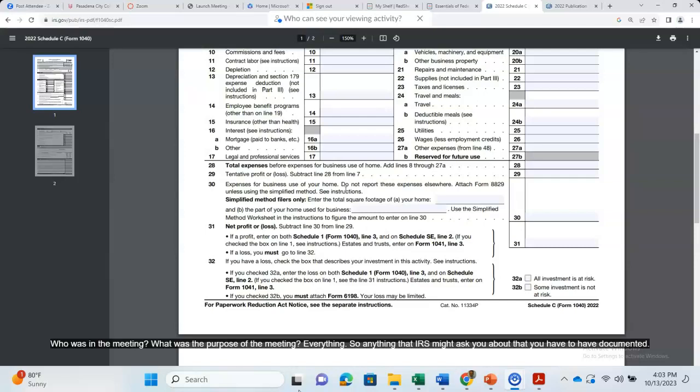50%, not 75%. No, 50%. Who was in the meeting? What was the purpose of the meeting? Everything. Anything that the IRS might ask you about, you have to have documented. There's no verbal answer. It has to be documented, including the receipts.